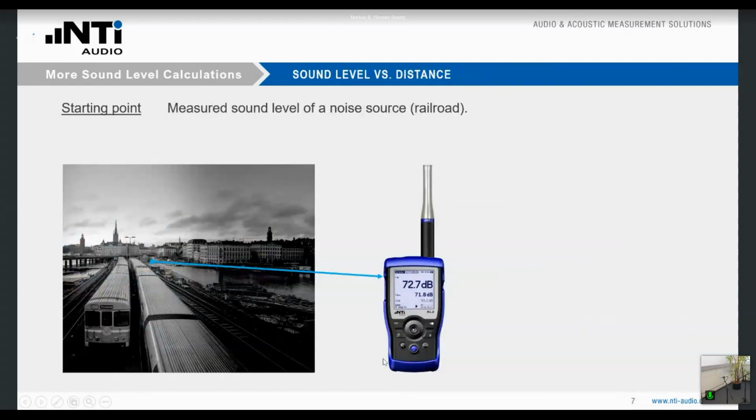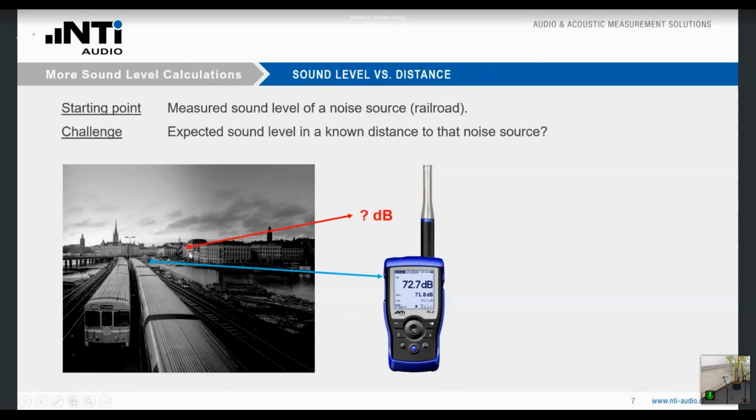Coming to the next topic, the relationship between sound level and distance. Well, the challenge here is you want to purchase an apartment up here in this building, and you want to know how much noise you will have to expect from these trains passing by. So you know up here, this is where you are interested in measuring the noise, but unfortunately right now you cannot go into that apartment. So you have to do it in an indirect way.